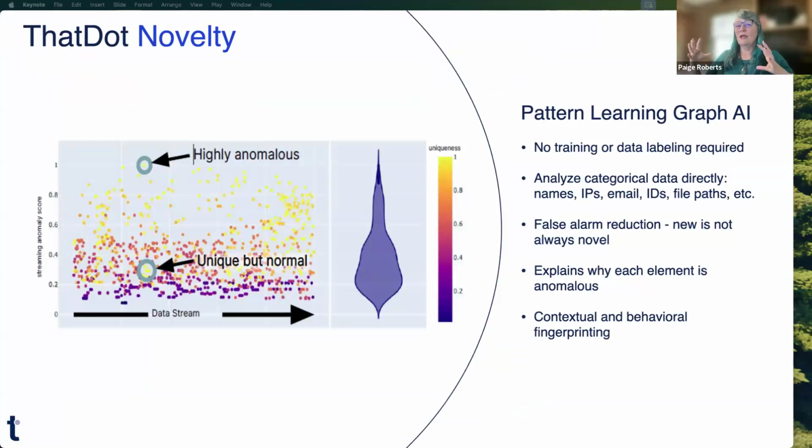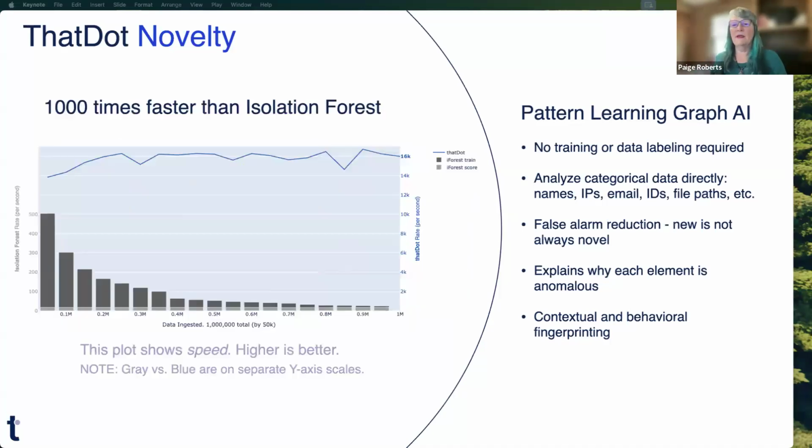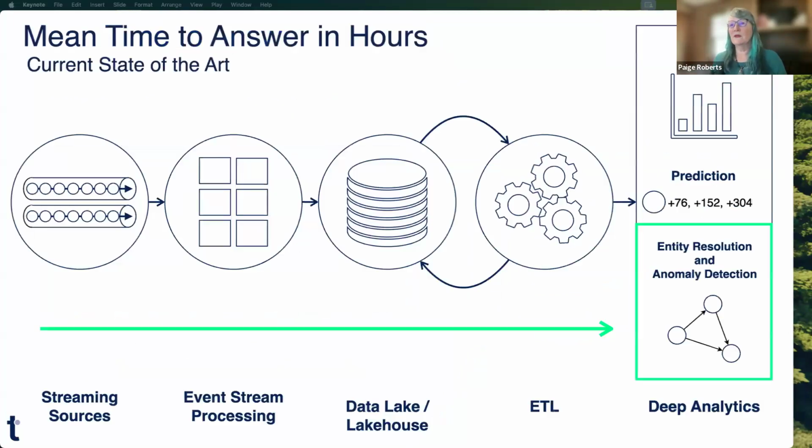So Novelty is a pattern learning AI built on top of this. So you don't have to train it. You don't have to label data. You feed it data. It automatically figures out what is anomalous in this data stream, what is unusual. And this is awesome for finding your unknown unknowns. The things that you didn't even know were a problem, discovering them that way is the best. And it's about 1,000 times faster than the next most commonly used anomaly detection. So that's pretty much the idea.